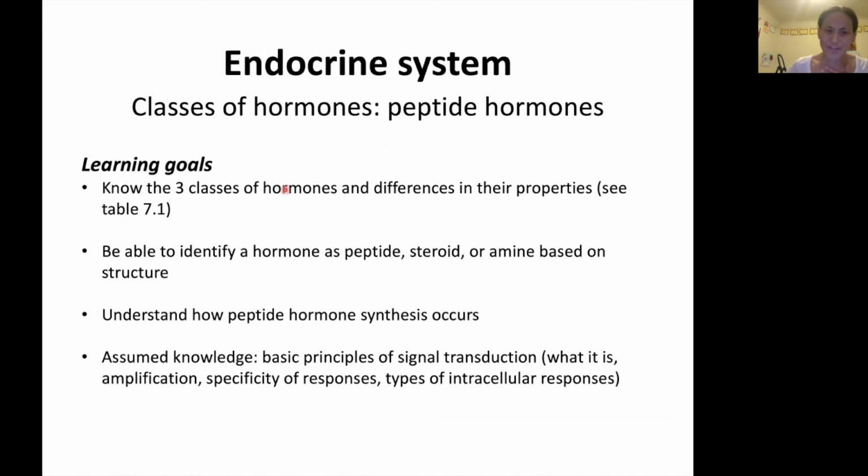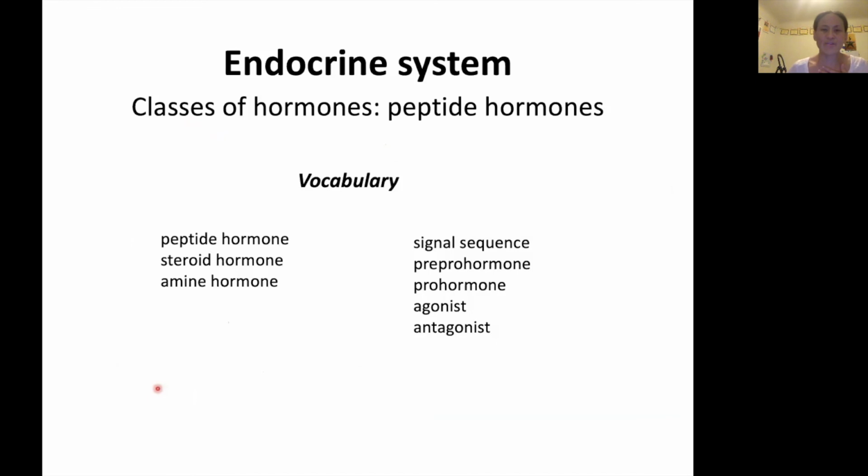These are your learning goals for this part of the lecture. This is your vocabulary. I do want to point out there is a bunch of vocabulary that I didn't put in here that I assume that you know from before, so things like ligand and receptor.